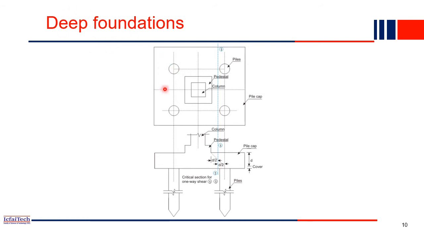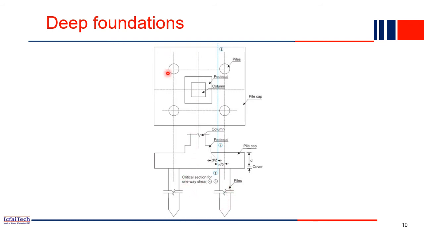You can imagine this is a plan, and a deep foundation means we construct piles. We also call it a pile foundation. We make these small columns, and we call them piles. The length of the column may sometimes go up to 20 meters, 30 meters, depending on the soil condition. If the bedrock is very deep, then we have to extend the pile down to that bedrock. It may be 25 meters, 30 meters deep.